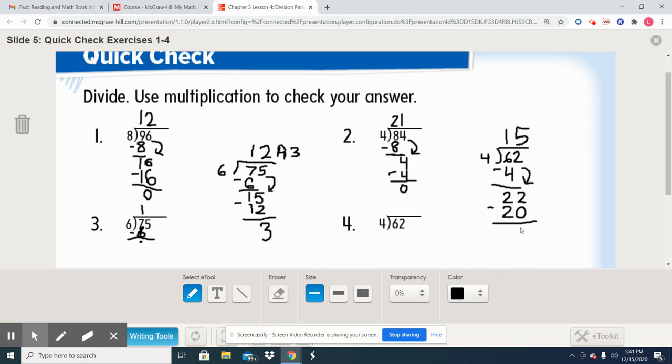22 minus 20 is 2. And then we never put a 0 in front. Our answer is going to be what's on top of our division, and that's 15. What's on top of the division symbol is the answer, or the quotient. 15 with a remainder of 2.